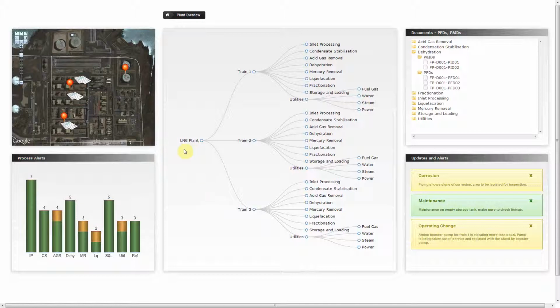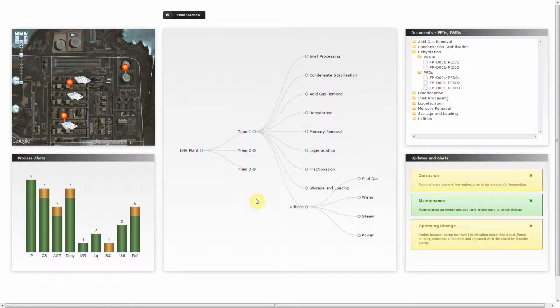So for our processing plant, we have 3 trains, each with essentially equivalent processes running inside them. So let's have a look at our first train. The processes start at the top and move down to storage and loading, and the utilities processes are used throughout the other processes. The one we're going to be looking at today is dehydration, which is the process of reducing the water content in the natural gas to a suitable level.